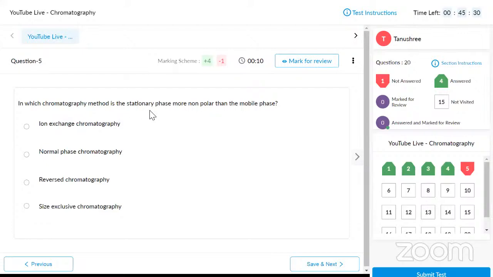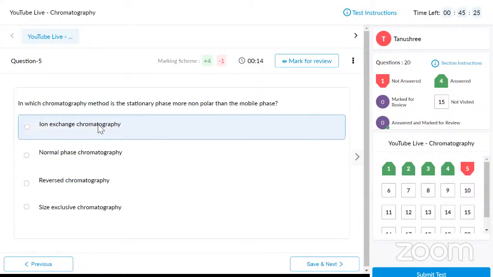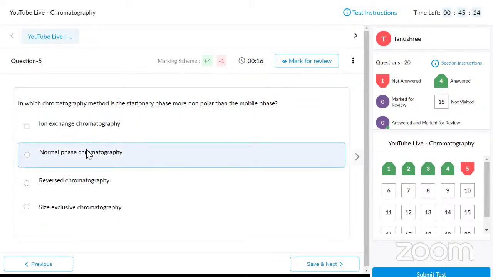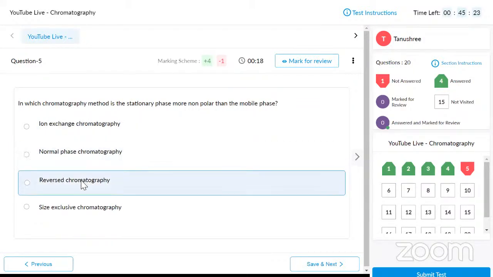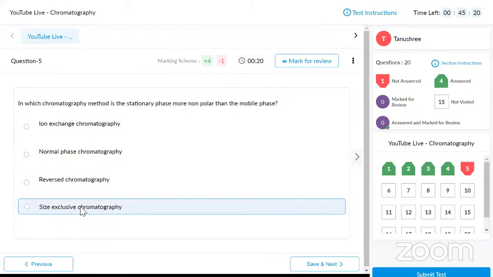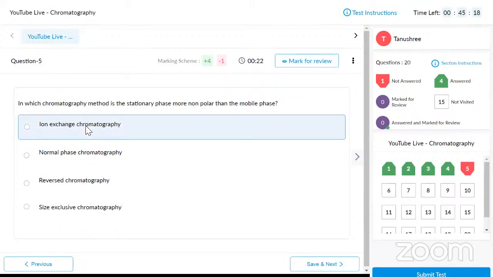Now, in which of the chromatography methods is the stationary phase more non-polar? We have option 1, ion exchange chromatography. We have normal phase chromatography, C, reverse phase chromatography, and size exclusion chromatography. Let's move on to how we will eliminate the options.